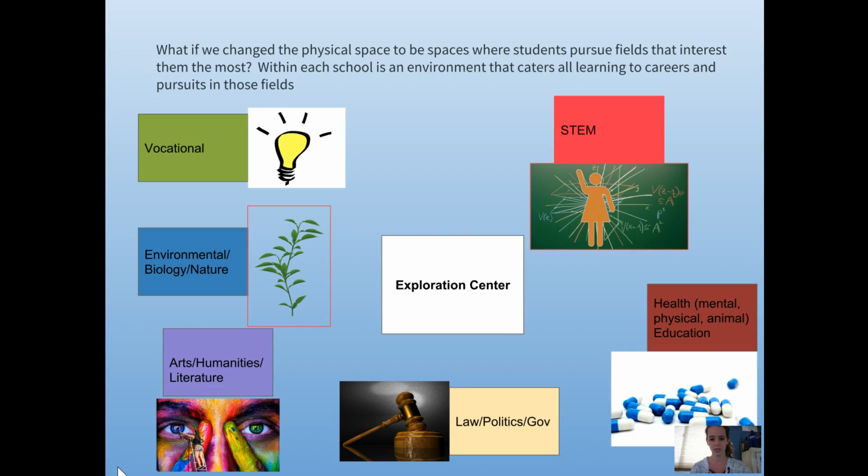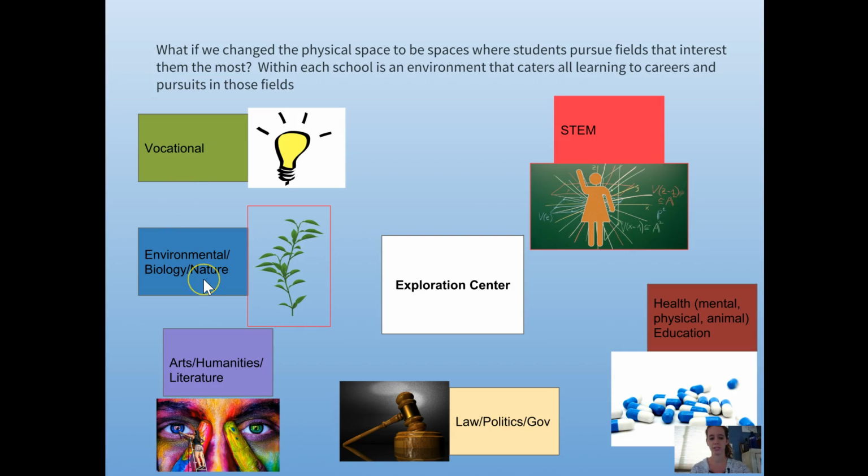All students would start at an exploration center in their high school career, and that would be at least a year. We could make it shorter or longer depending on the students' needs. Then they would choose a school, represented by those gray boxes, now in different colored boxes. They might choose the vocational school and do their training for the future at that school for the next however long it takes.